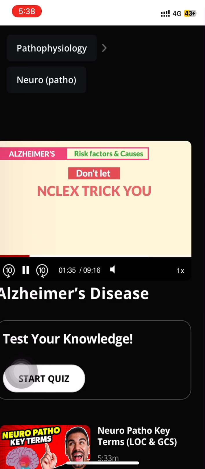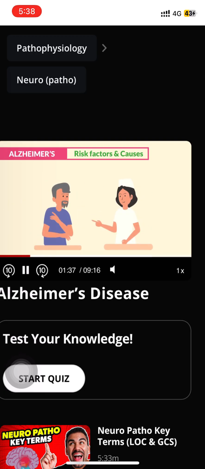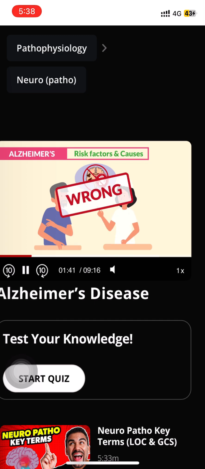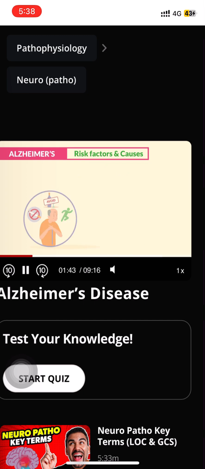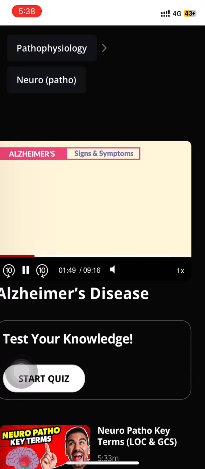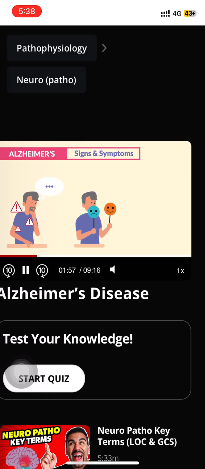Now, don't let the NCLEX trick you here by telling a client not to worry about it since there's nothing they can do to prevent it. That's completely wrong here. There's a lot of lifestyle changes that we can do to prevent those risk factors. Now, as far as signs and symptoms, just think of the patho here. Alzheimer's is all about the brain damage, resulting in problems with judgment, change in personality, and loss of memory.